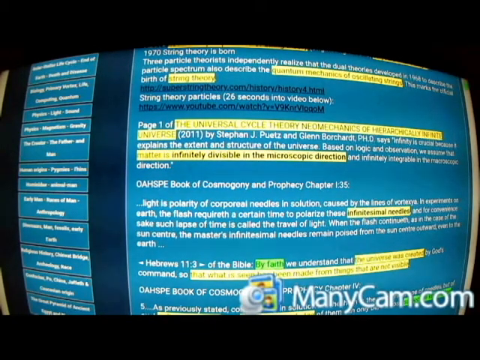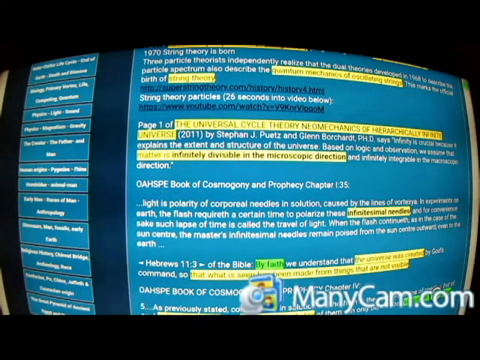As previously stated, corpora in ether solution have, in the main, the shape of needles, what scientists call string theory, but of such infinitesimal size that corporal knowledge of them can only be, at most, subjective knowledge. Now in green, I highlighted subjective knowledge.